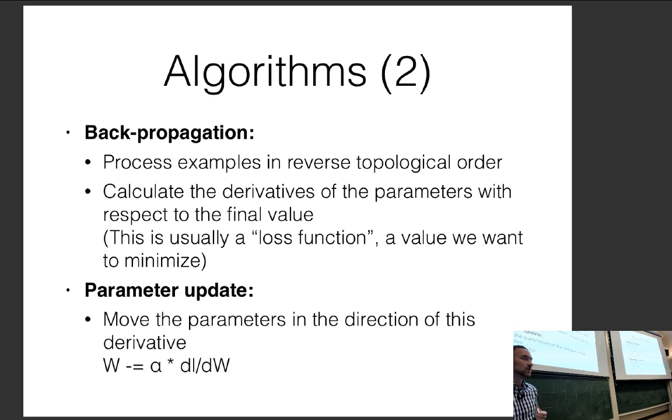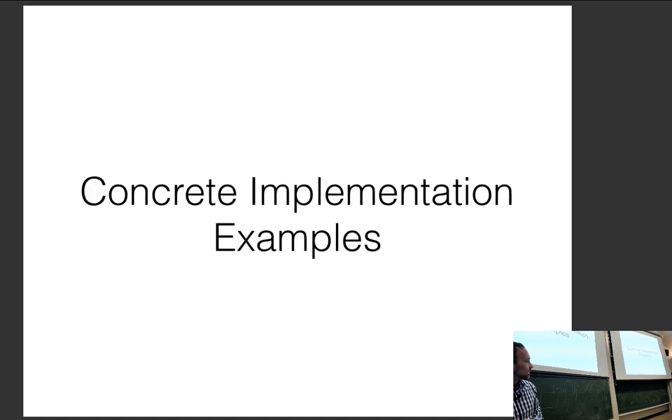And we have alpha, which is a learning rate. It's maybe a value of 0.1 or something like this. And we take a step in the direction that reduces the loss function, changes the parameters to reduce the loss function.